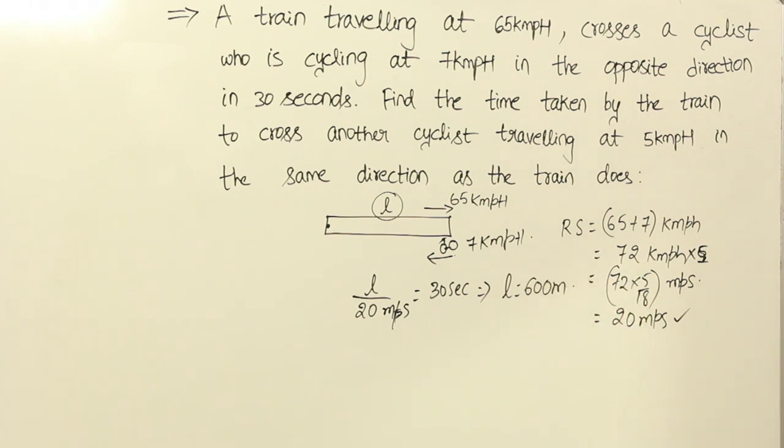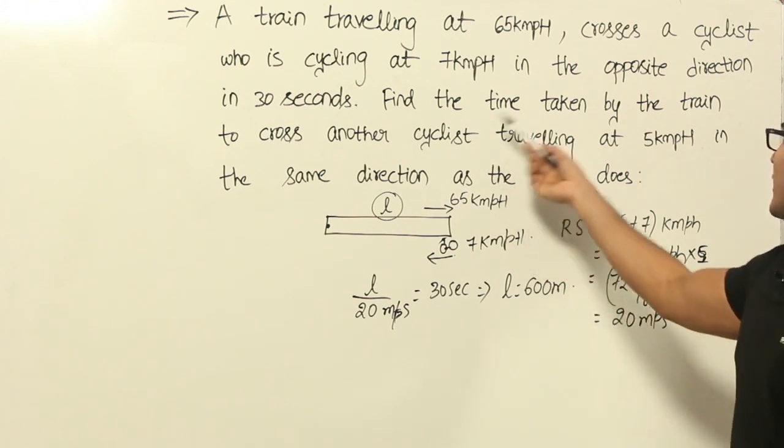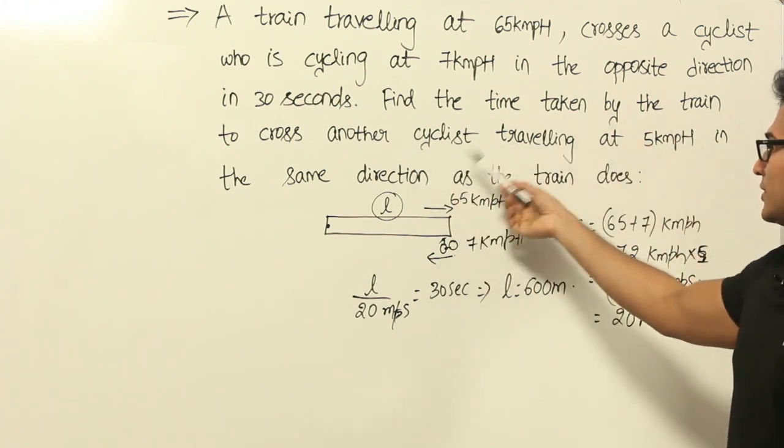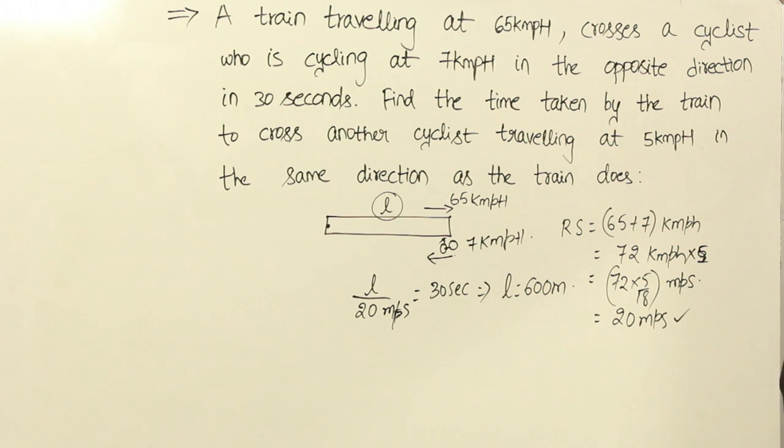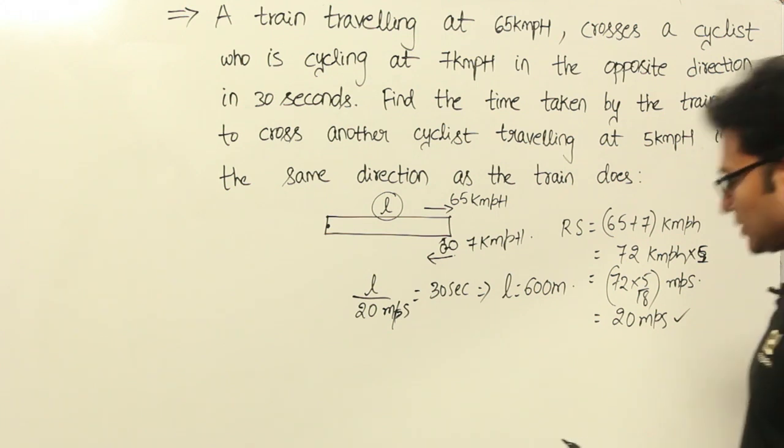And that is not the end of the question. They have given the other question. Find the time taken by the train to cross another cyclist traveling at 5 kilometers per hour in the same direction as the train does.